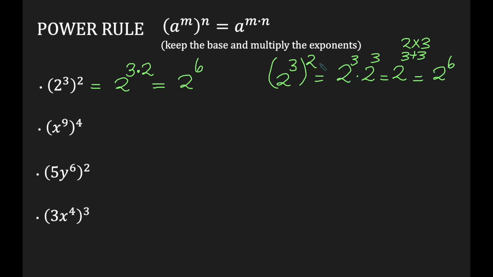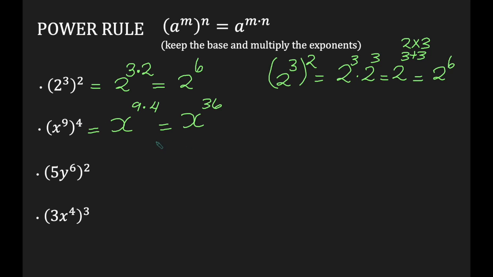So whenever you have a base raised to an exponent and then raised to another exponent, you keep your base and you multiply. Suppose we have x to the 9th raised to the 4th power. The rule states you keep your base and you multiply your exponents. So your answer would be x to the 9 times 4, the 36th power.